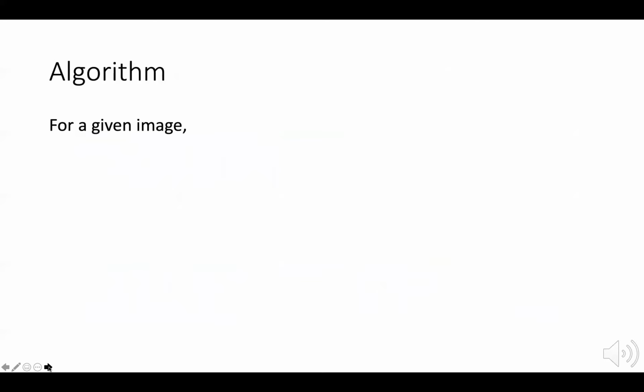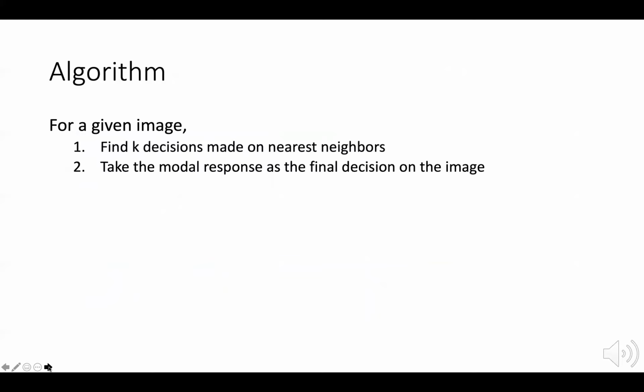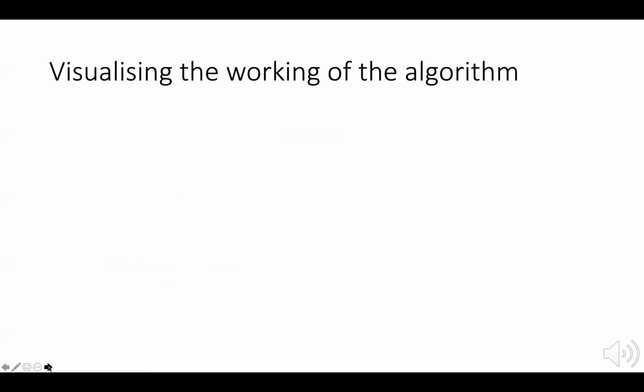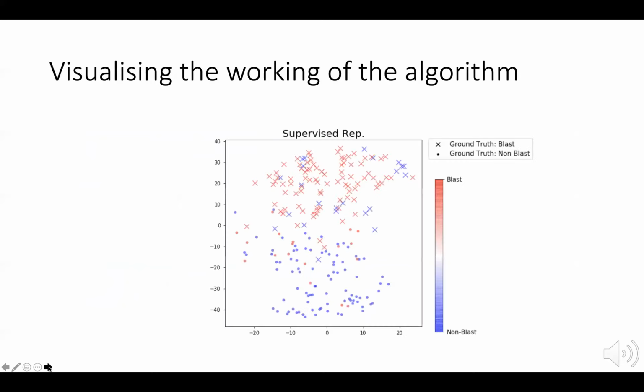So the algorithm that we're going to use is that for a given image, we look at the k decisions made on nearest neighbors and then take the modal response as the final decision on that image. We will be considering k equal to 3 and k equal to 7. So as a visualization of how the algorithm works, here is the same t-SNE representation of the supervised network.